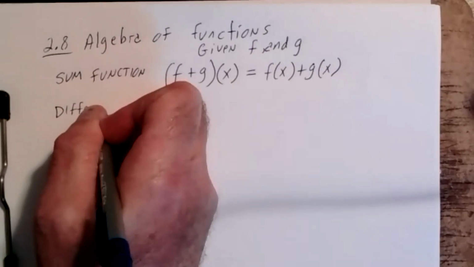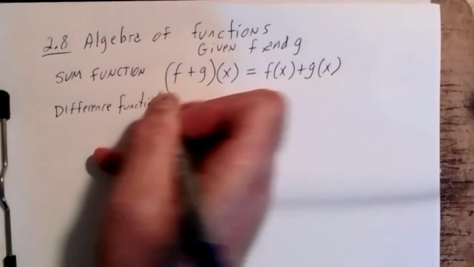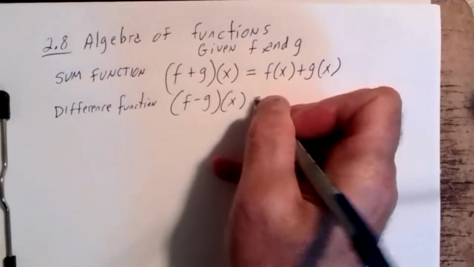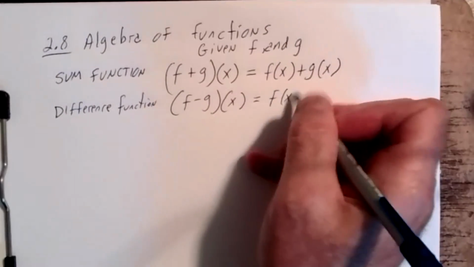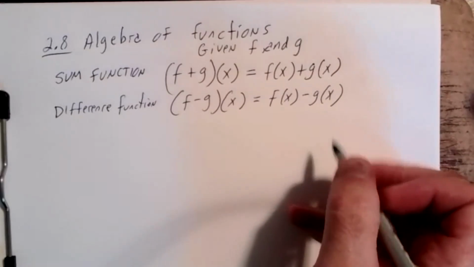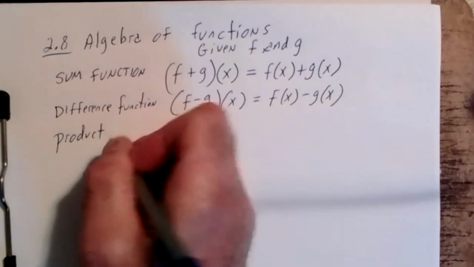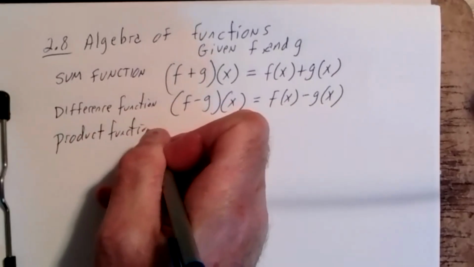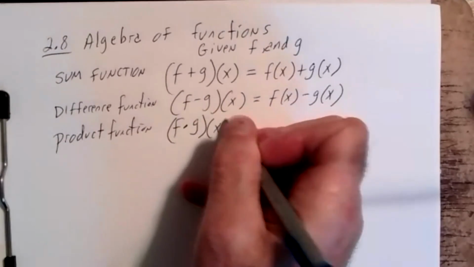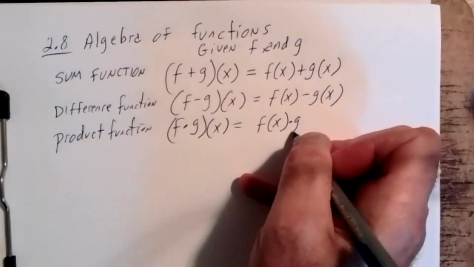We have what's called a difference function. F minus g of x, which is going to be the difference between the outputs of the individual functions, specifically f of x minus g of x. Product function. F times g of x is going to be the product of the outputs of the individual functions.